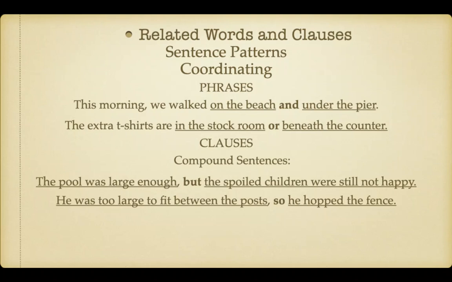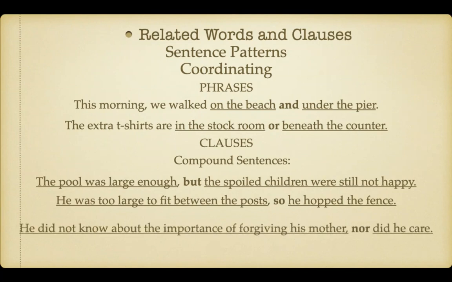Let's look at one more example of the use of independent clauses and a coordinating conjunction to form a compound sentence. Only this time, we'll use a coordinating conjunction that requires a bit more explanation. The word nor. He did not know about the importance of forgiving his mother, nor did he care. In this one, do you see that the second clause, did he care, is not an independent clause? In other words, it's really not a sentence as it is. So how, you might ask, could this be a compound sentence?